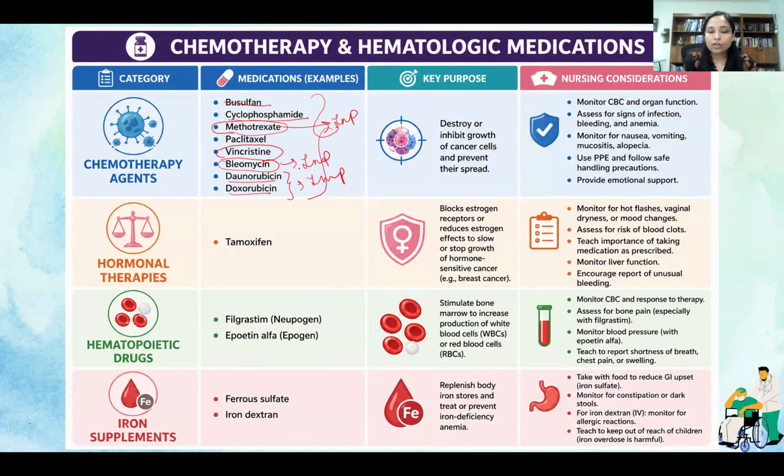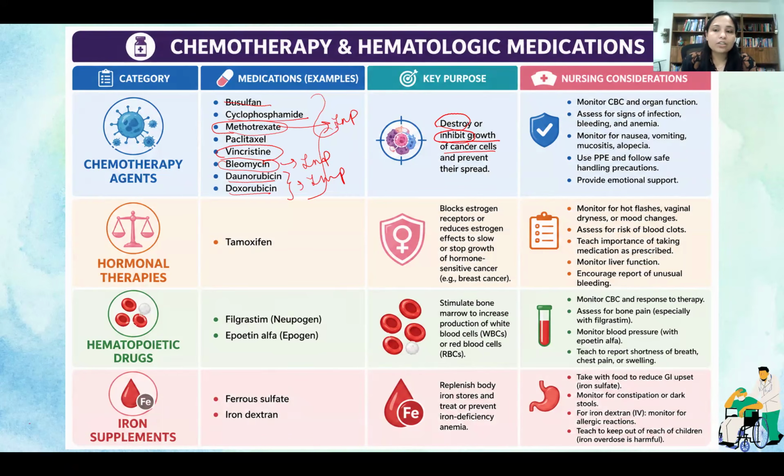So overall, for all these medications, what is the main mechanism of action? Either it destroys or inhibits the growth of cancer cells and prevents their spread. We are going to look into more detail about what side effects can occur from all these medications.